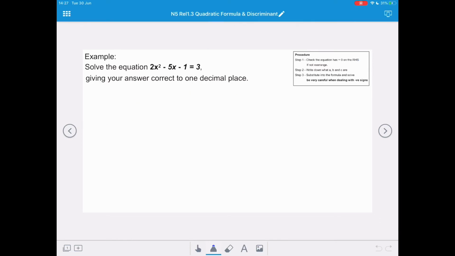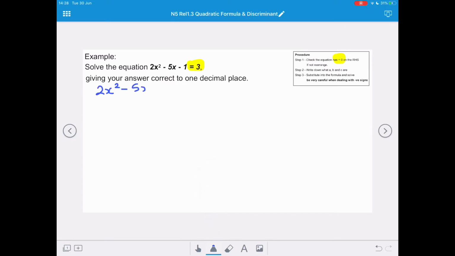So our next example, we want to solve the equation 2x squared minus 5x minus 1 equals 3, giving our answer correct to 1 decimal place this time. So that's the clue that we need to use our quadratic formula. Now we need to check that the equation has equals 0, but this time we have an equals 3, so we're going to have to do some rearranging before we can substitute into our quadratic formula.